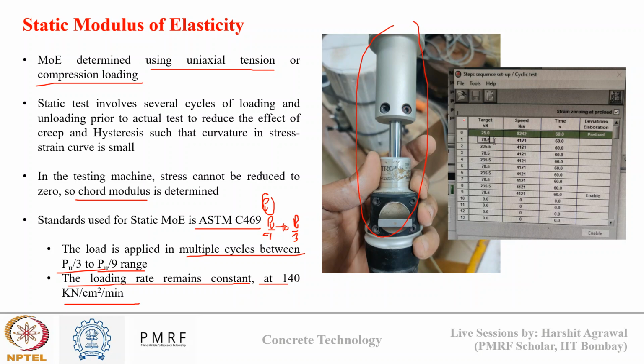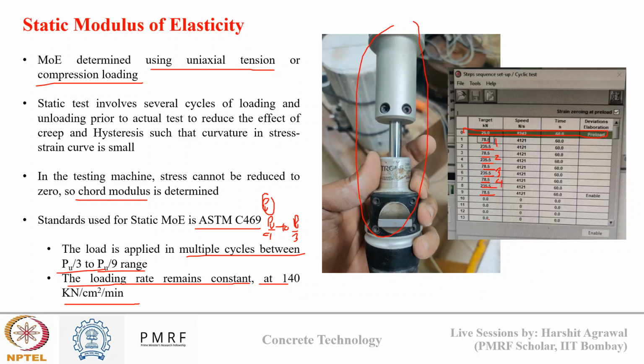In the second image, it shows the table of a software where we define the cyclic loading. Initially there is a preload, highlighted in green, just a small amount to stabilize the concrete under loading, and then there are multiple cycles of loading and unloading between Pu/3 and Pu/9 load. You can see here, Pu/9 then Pu/3 is one cycle, Pu/9, Pu/3 second cycle, third cycle, fourth cycle, and then it is the final unloading.